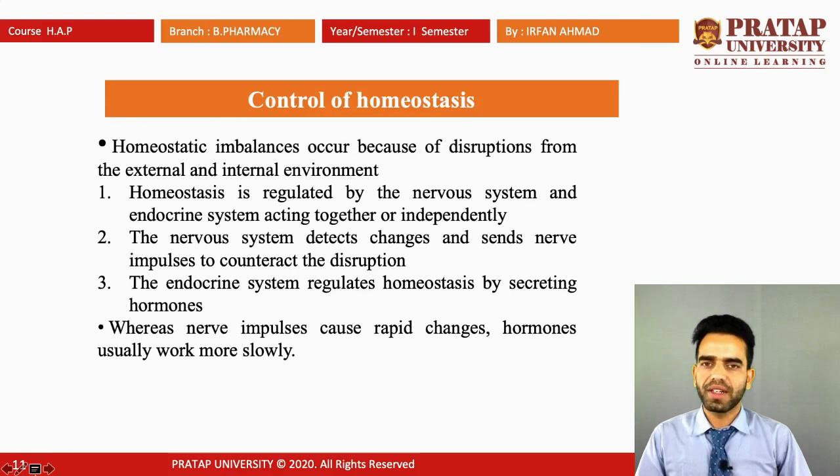Now how can we control homeostasis? Homeostatic imbalances occur because of disruptions from the external environment and internal environment, and generally that is regulated by our nervous system and endocrine system. These act together or can act independently. The nervous system detects the changes and sends nerve impulses to counteract the disruption. Then the endocrine system regulates homeostasis by secreting various hormones like levodopa, dopamine, etc. These control and regulate homeostasis.